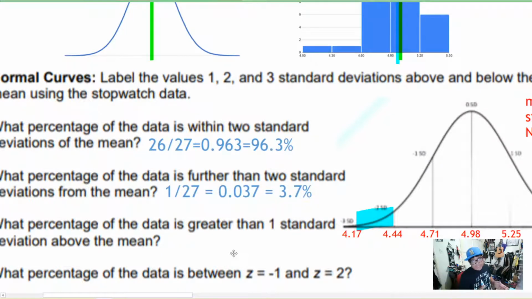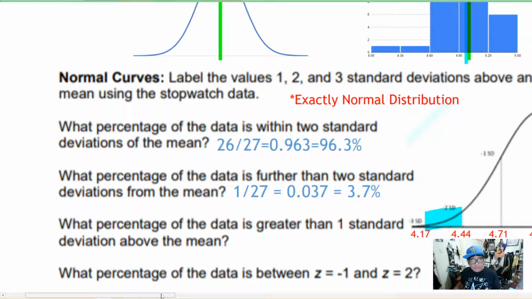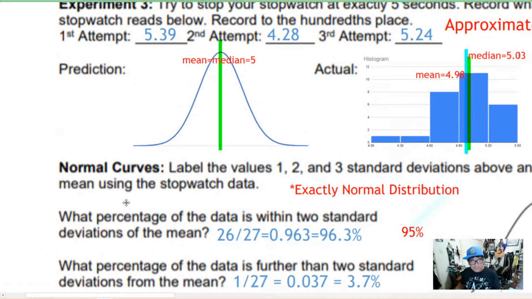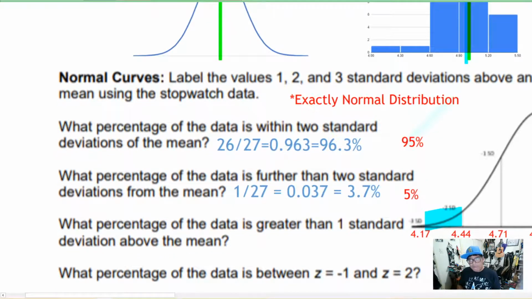Now remember how we said this data was approximately normal? That's because this is slightly different than what the numbers should be for exactly normal distributions. So for an exactly normal distribution, within 2 standard deviations is 95%, which means further than 2 standard deviations would be 5%.